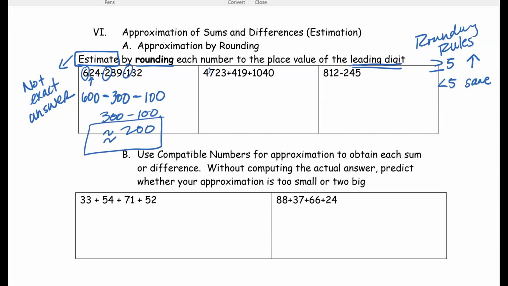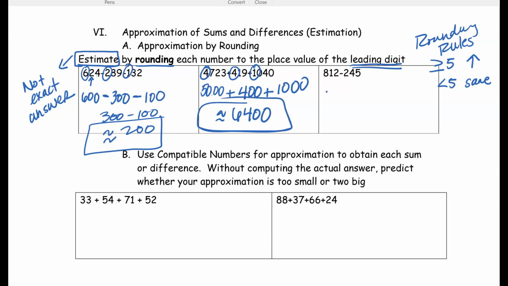So with this one, we're going to round. I'm just going to circle those leading place values. So 4,723 is closer to 5,000, plus 419 rounds to 400, plus 1,040 rounds to 1,000, and then we'll add those together. So it looks like we've got 6,400, and that's approximately. And then last but not least, we're going to round this to 800, and then 200, and that gives us 600, and that's also approximate.